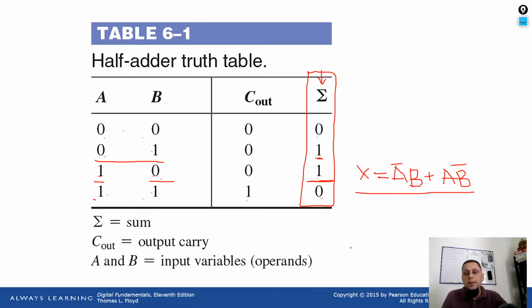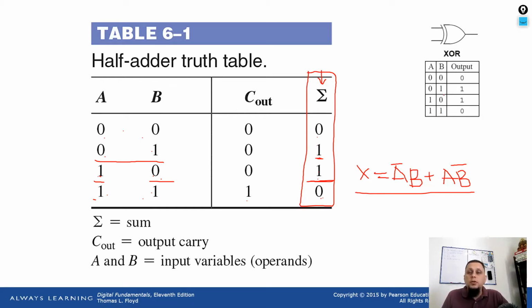Okay, there is another way, by looking at the output. What does it remind you? It reminds you of the XOR gate, right? If you remember the XOR gate, if you look at the truth table of the XOR gate, it's exactly the same as this truth table, A, B and then the sum. So instead of this expression, we can implement this output using the XOR gate only. That's it. So we can create this sum output using the XOR gate.